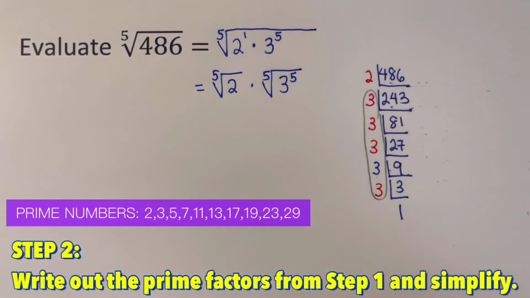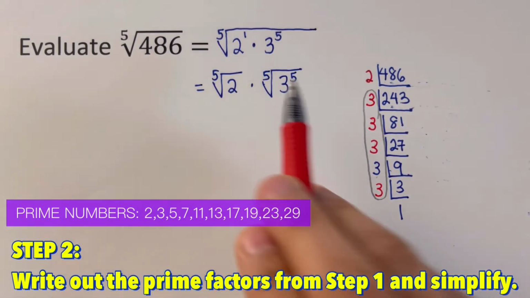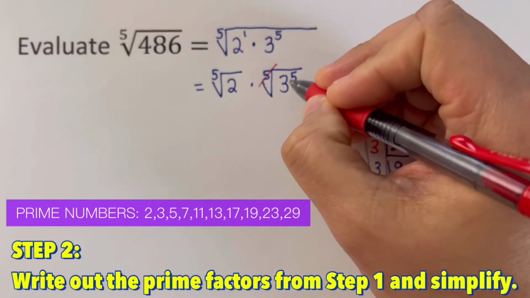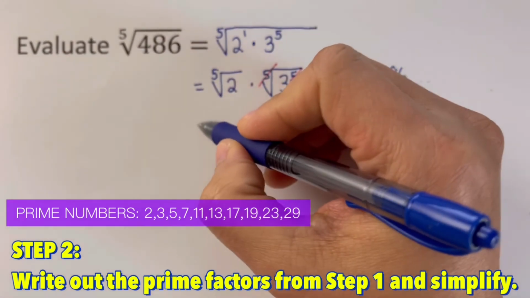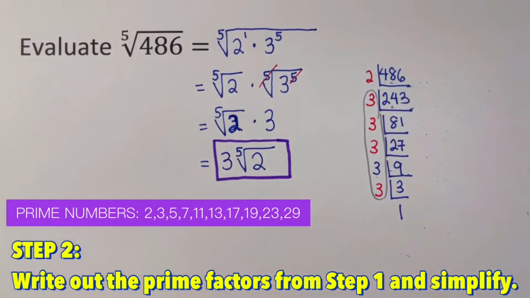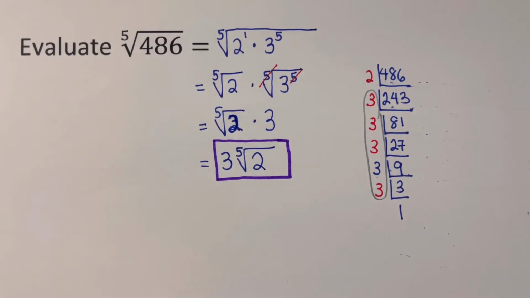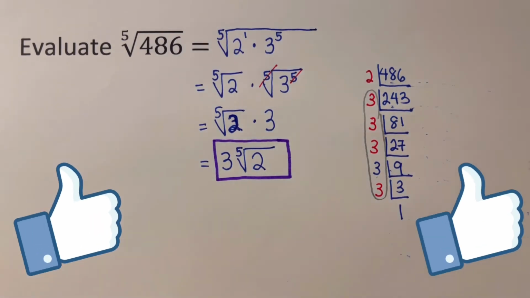Now, we are going to cross out those indices and exponents that are the same. So this one is going to get crossed out, and we are left with just 3. So this can be written as... this is the simplified version of the fifth root of 486. Did you get the same answer as this? Good, perfect. Now let's move on to the next example.